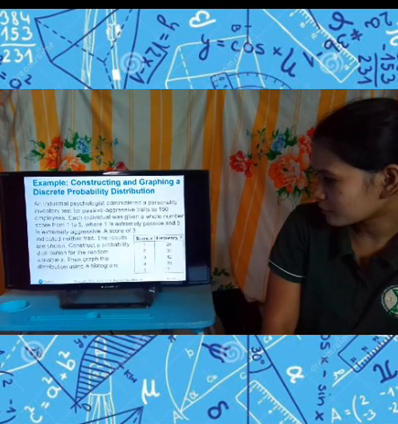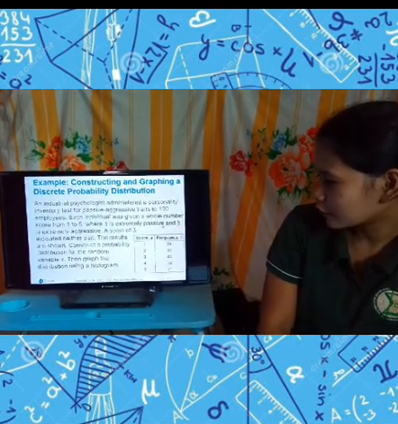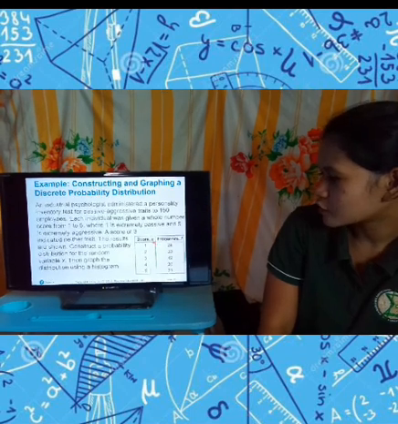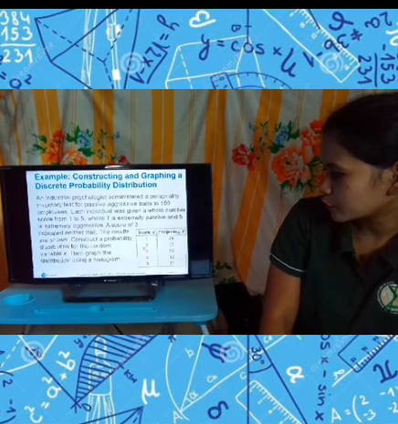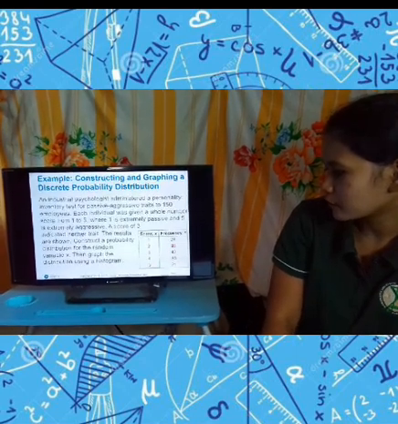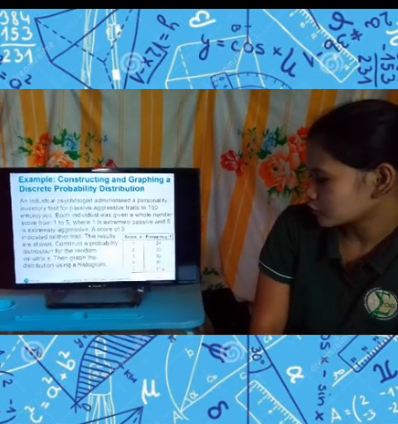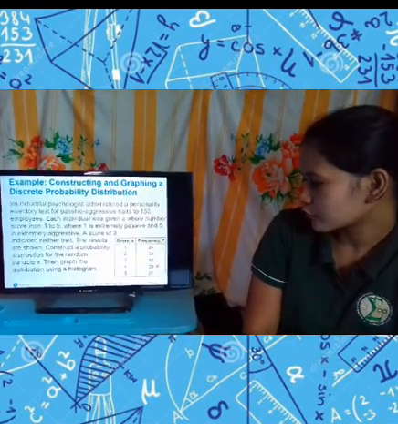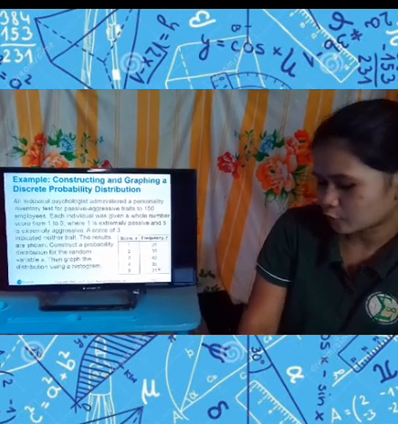So here, the table has the score x and then the frequency f. The score 1 has a frequency of 24. Score 2 has a frequency of 33. Score 3 has a frequency of 42, and then score 4 has a frequency of 30, and then score 5 has a frequency of 21.